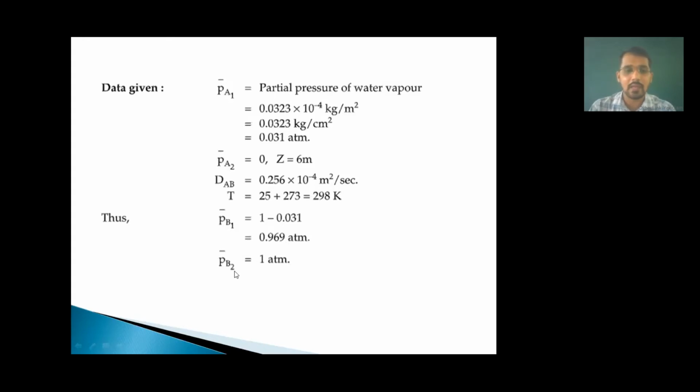Similarly, I can calculate PB2. We know that PB1 is this. And PB2, how to find PB2? It is 1 minus PA2 bar. PA2 bar is equal to 0. So 1 minus 0 is nothing but 1 atm. So PB1 bar is equal to 0.969 atm and PB2 bar is equal to 1 atm.